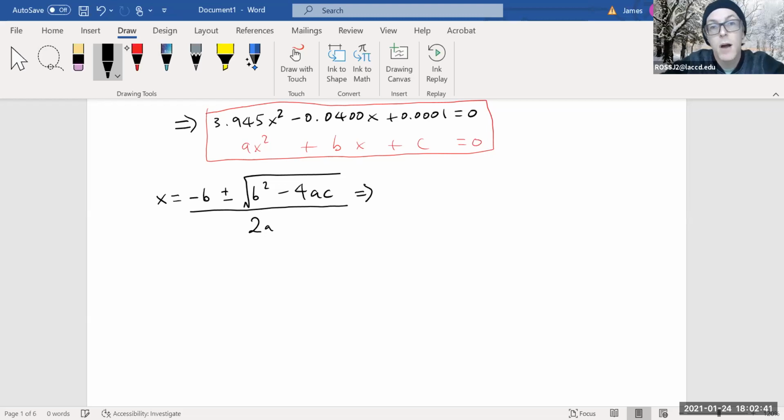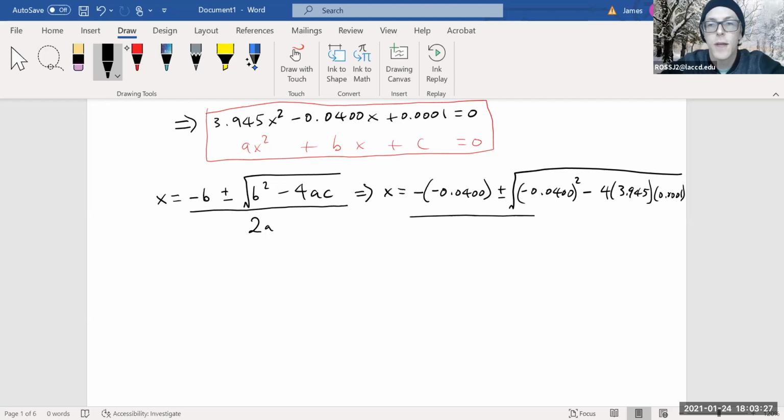So we actually plug our data into this now. We would have x is equal to minus b. Well, b is already negative, so it's negative negative 0.0400, plus or minus the square root of negative 0.0400 squared minus 4ac. A is 3.945. C is 0.0001. We've got to remember to square root this whole thing. And then we divide the whole of that expression by 2a, which is twice 3.945. So it's definitely important that you take your time when you do this. A lot of little squiggly things can go wrong.